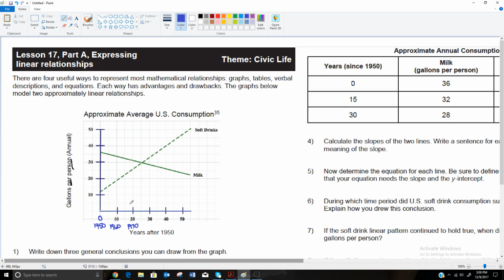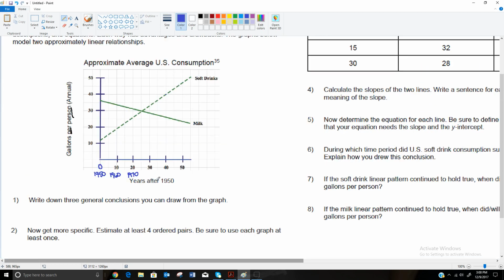Okay, so now it says we're supposed to write down 3 general conclusions we can draw from the graph. Well, the things that are very often noted is that the soft drinks is going up and the milk is going down. Okay, so soft drinks is increasing and the milk is decreasing. And not only that, milk started higher but ended lower. So if you look up here, you'll see the milk started as the higher number, but it ended below the soft drinks.